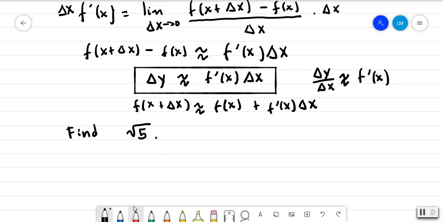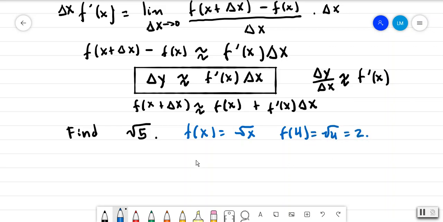Well, basically I would have to choose what is x, what is delta x, and so on. So, well, we should just say that f of x is the square root of x. So I know that f of 4 is equal to the square root of 4, which is equal to 2. That means that I know what x is. x is equal to 4. But if that's the case, then delta x is equal to 1.